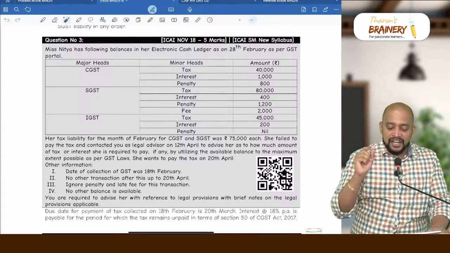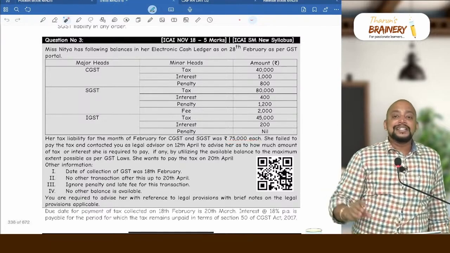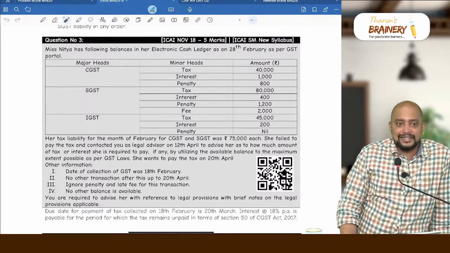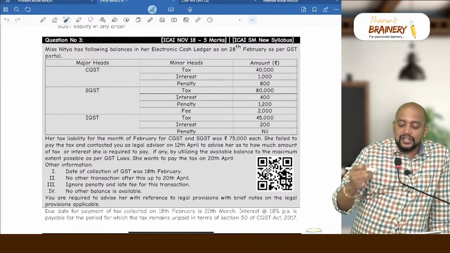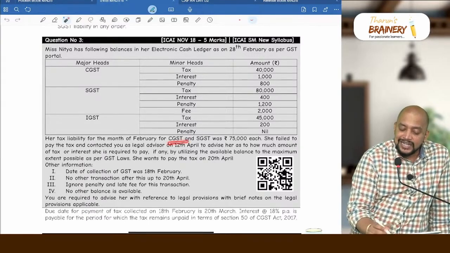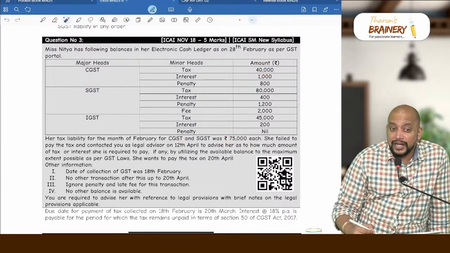Now, 75,000 is the CGST, SGST liability. Now, go to CGST head. Whether in the CGST head they have 75,000 as on 20th of March? By 20th of March, no. So, CGST only 40,000 is there. What is the balance not there?